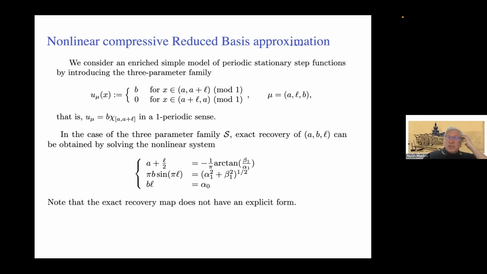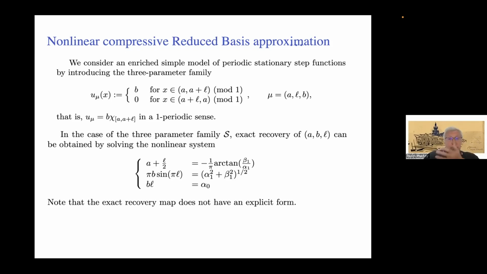Now let us continue in the direction of trying to identify the linear forms, the Fourier coefficients that are able to represent well the function u of nu. We remark that if we consider alpha 0, alpha 1, and beta 1, i.e. the first two coefficients in the cosine and the first coefficient in the sine, we can recover exactly the value A, the value B, and the value L. The recovery map does not have an explicit form, but this set of three nonlinear equations with three unknowns has a solution, and we can express A, B, and L from alpha 0, alpha 1, and beta 1.